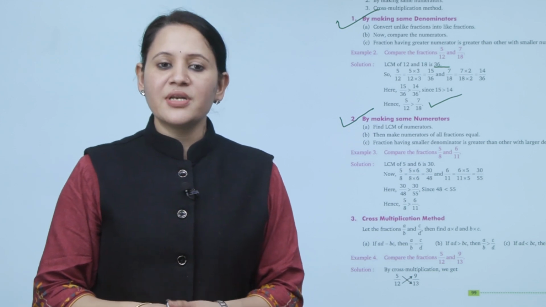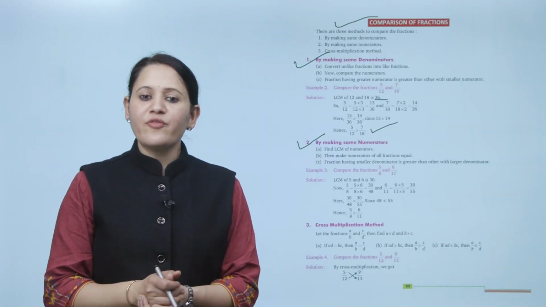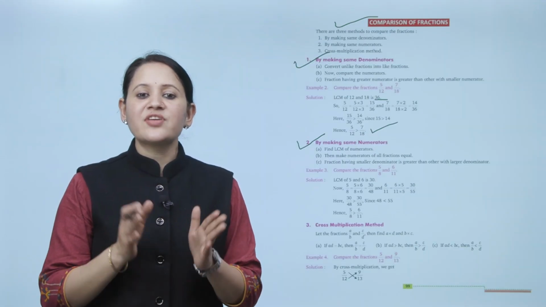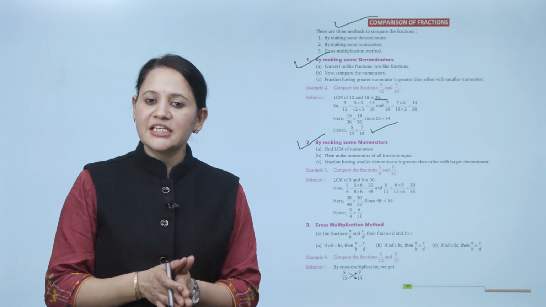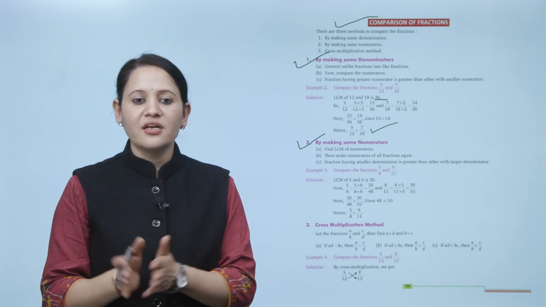Next is by making same numerator. Find the LCM of numerator. Then make the numerator of all fractions equal. Fraction having smaller denominator is greater than other with the larger denominator.